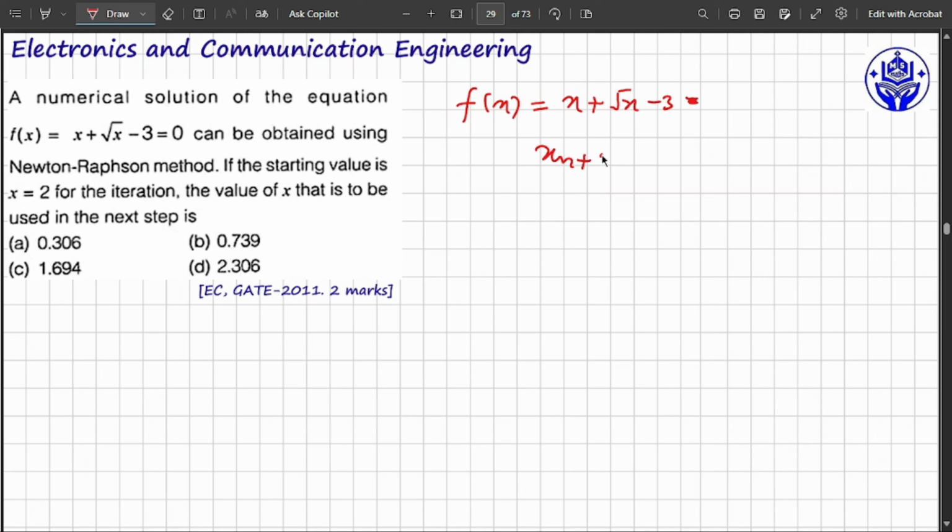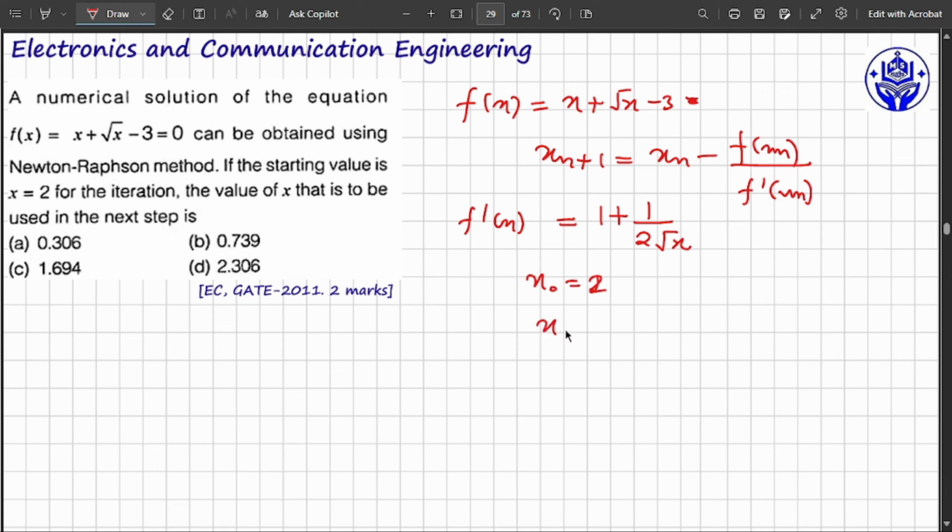Now the formula is x(n+1) is equal to xn minus f of xn divided by f dash of xn. So what is the value of f dash of xn? It means the derivative of the function. It is nothing but 1 plus 1 upon 2 root of x. So my x0 is equal to 2, and x1 is equal to x0 minus f of x0 by f dash of x0, and x1 is equal to 1.694. So C is the correct option.